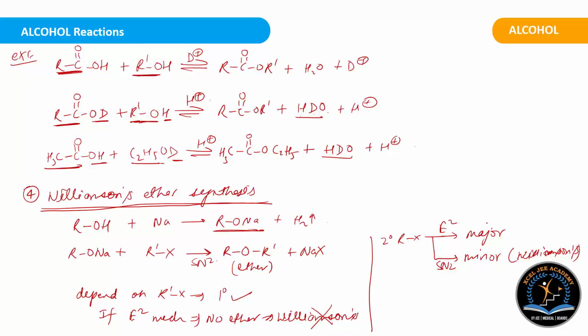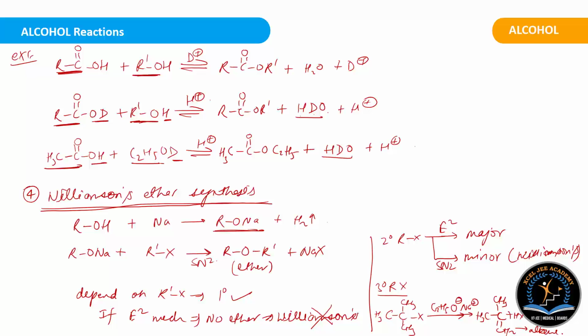So if there is 3 degree RX, let's see an example for that. For 3 degree RX we have the example which is CH3 carbon, CH3 connected to an X group. Now we are adding the base in here, that is C2H5O minus Na plus. So it is a strong base. Along with that we have a strong nucleophile as well. So it will lead to the product which is CH3 carbon, then CH3 and double bond CH2. That means an alkene has been obtained and HX is there. So this is the alkene, not an ether. Therefore this reaction won't be referred to as Williamson's ether synthesis.